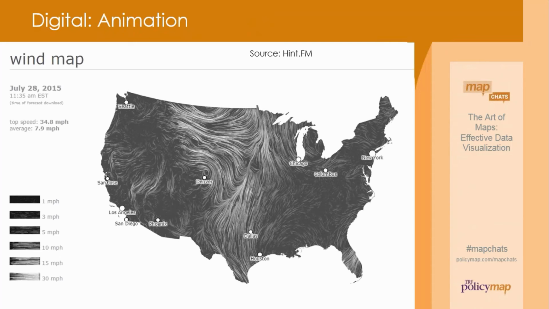Animation is increasingly common. Animation can sometimes be tough to absorb without replaying it over and over, but this is a really great example put together as an experiment by a group called Hint.fm that replays back in a compressed time period wind, speed, and direction across the United States. Really cool map. The screenshot doesn't do it justice, but I highly recommend taking a look at it if you haven't seen it before.